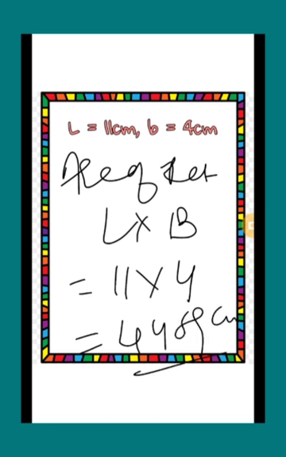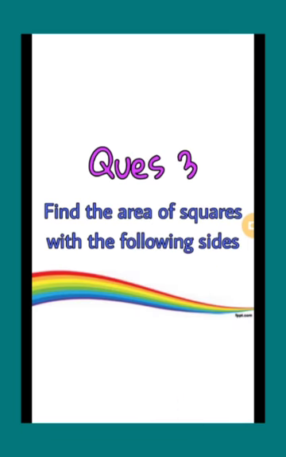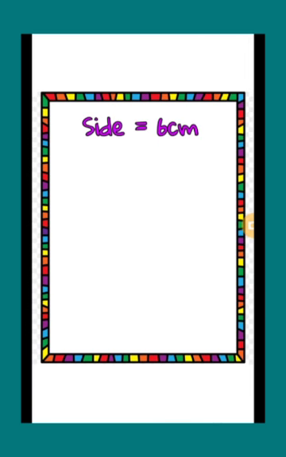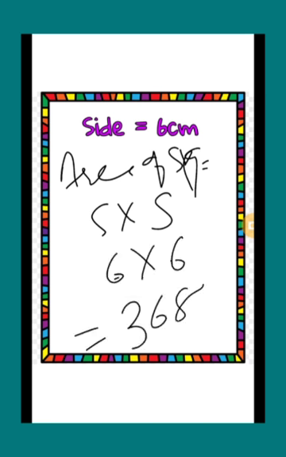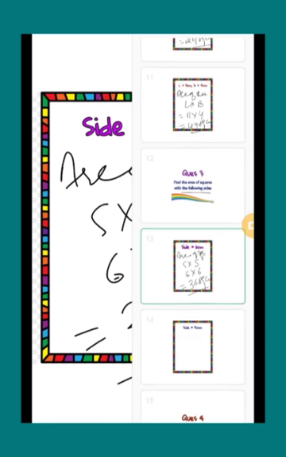Okay. Now see next question, which is question 3. Find the area of squares with the following sides. In this question, you have to calculate the area of square, and the formula of area of square is side multiply side. So let's start with the first part. And this side is equal to 6 cm. So area of square is equal to side multiply side, means 6 multiply 6, 6 6s are 36 square centimeter is your answer. See next one.